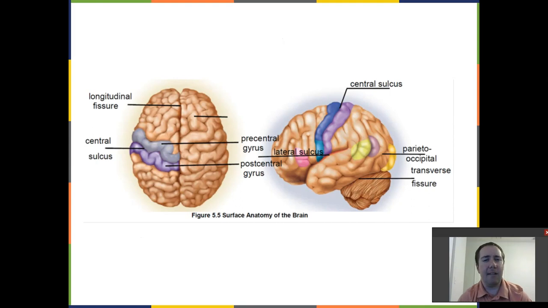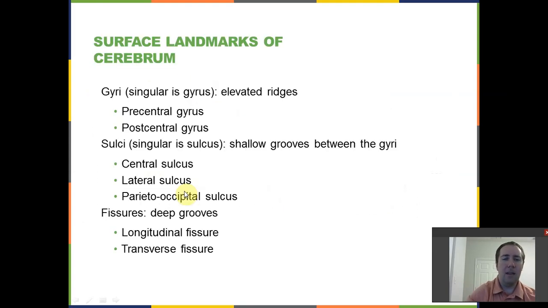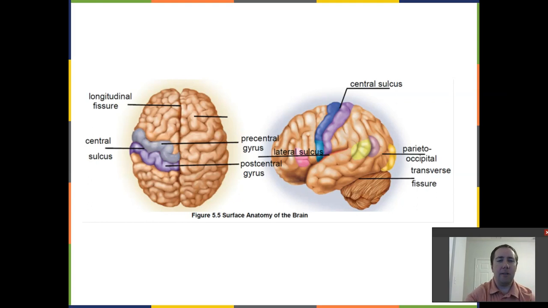So let me go ahead a slide and we can see this. So you learned about this in the lab. Remember the top of the mountains here, the hills, the bumps are gyrus, is a gyrus. The little valleys between them are sulci. And then a fissure is a very, very large fold. And so we have the longitudinal fissure between the two hemispheres.